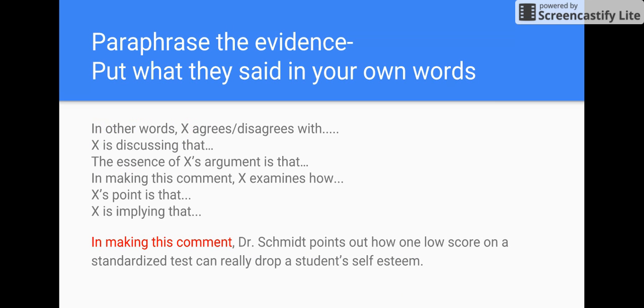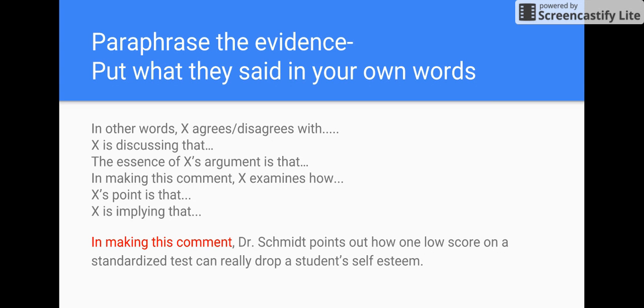Okay, so you introduced your evidence, and now we are back to paraphrasing your evidence. You're going to say whatever your expert said, but you're going to put it in your own words. So I have some sentence starters here for you as well. Like, in other words, X agrees, and X is whoever said your thing again, right? Or the essence of X's argument is that. Or in making this comment, X examines how.